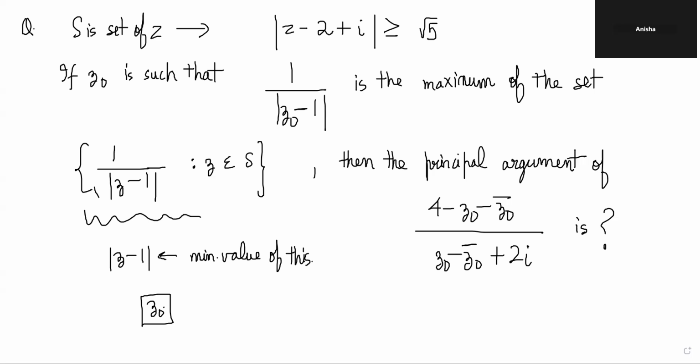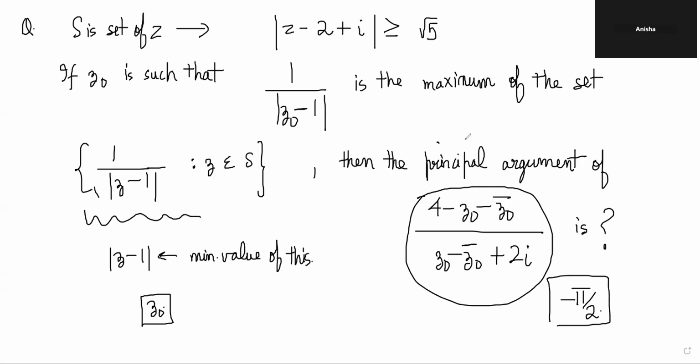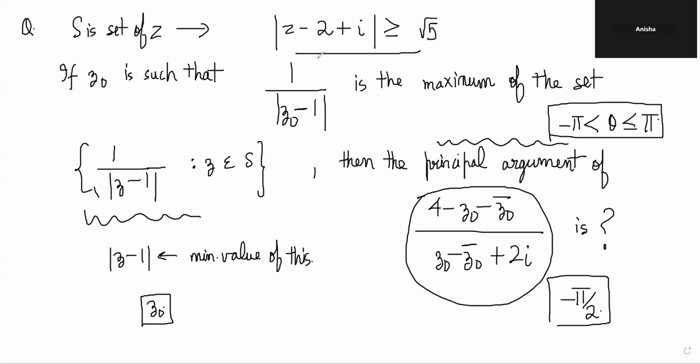Sir, minus pi by 2. That's correct. Minus pi by 2 is the answer. You have to be careful because the principal value of the argument is from minus pi to plus pi. You cannot say 3 pi by 2 or something.